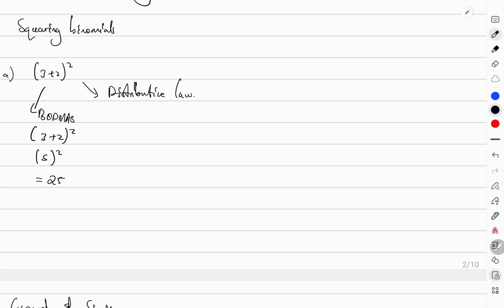But then distributive law says if you're having 3 plus 2 all squared, this particular square means open 2 brackets, then you substitute whatever that was in the first bracket. So it means I'm going to open 2 brackets because I'm having a square over here, put whatever that was in the first bracket on both these 2 brackets. Therefore, I'm going to have 3 plus 2, 3 plus 2. Let us use distributive law and let us see if we're going to receive our 25.